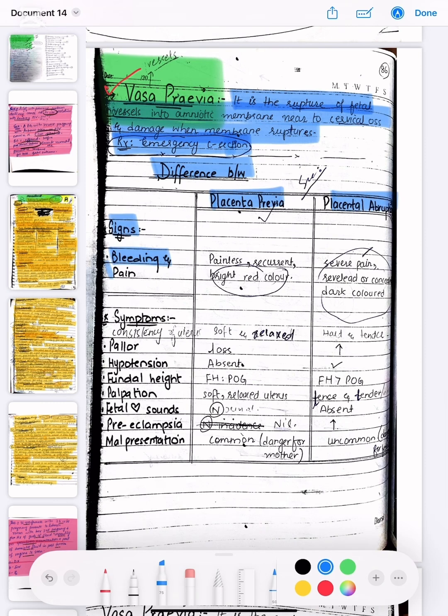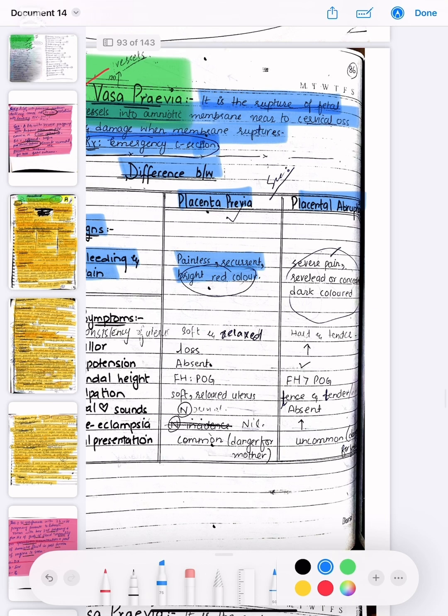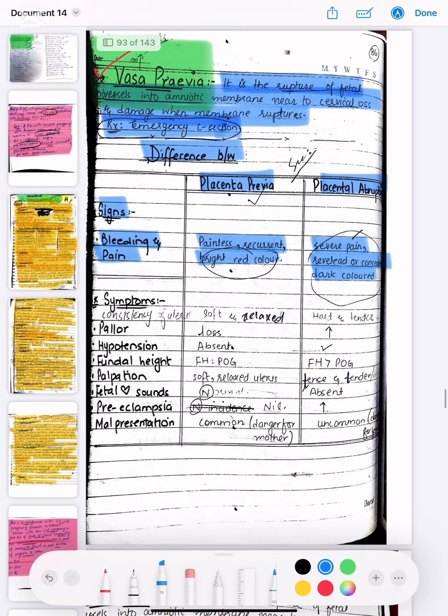The difference between placenta previa and placental abruption is here. Placenta previa is painless, with recurrent bright red blood, while in placental abruption there is severe pain, and revealed or concealed dark colored blood is present. In placenta previa the consistency of the uterus is soft and relaxed, and in placental abruption it is hard and tender. In placenta previa the pallor is less, while in placental abruption it is increased. Hypotension is absent in placenta previa. In placental abruption, it is present.